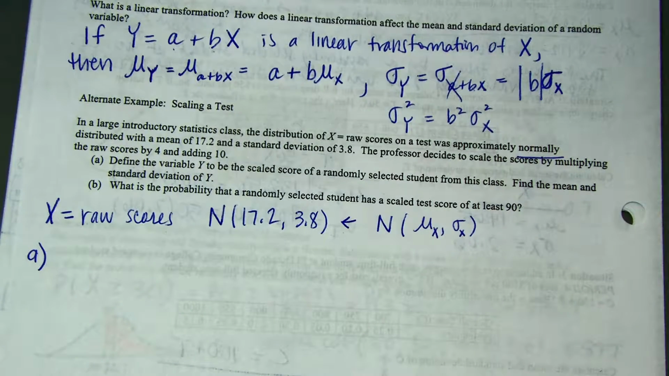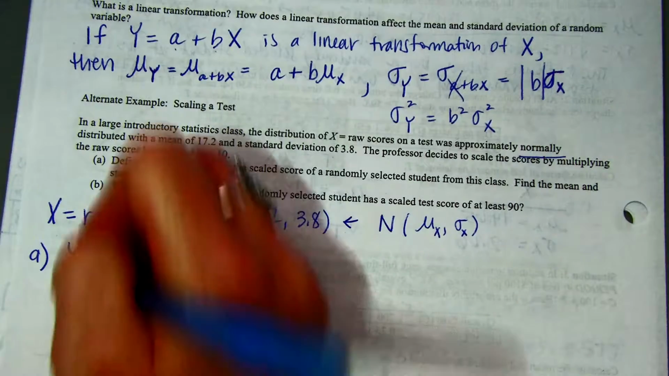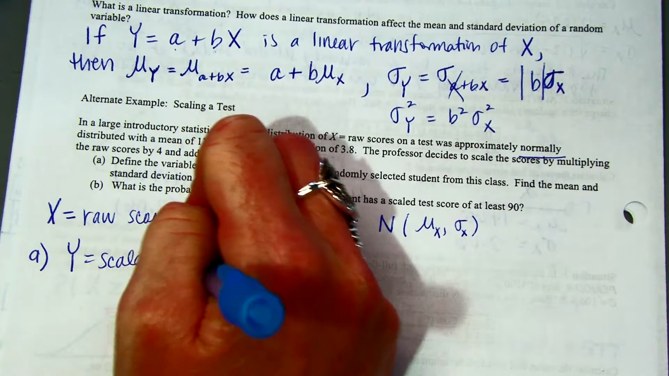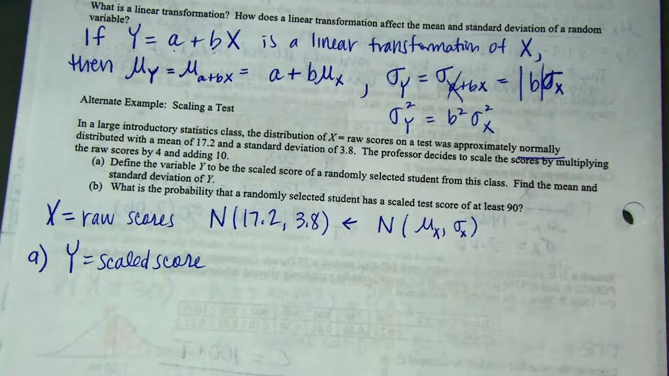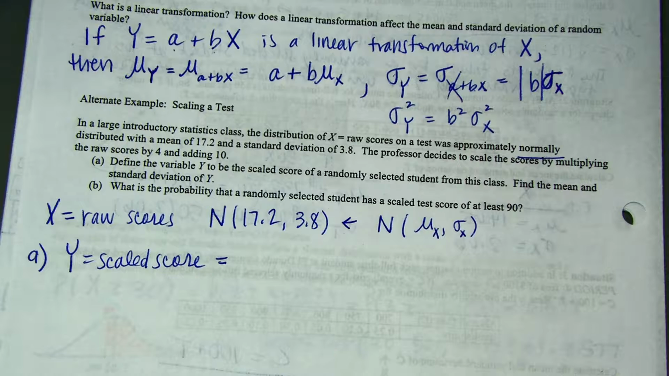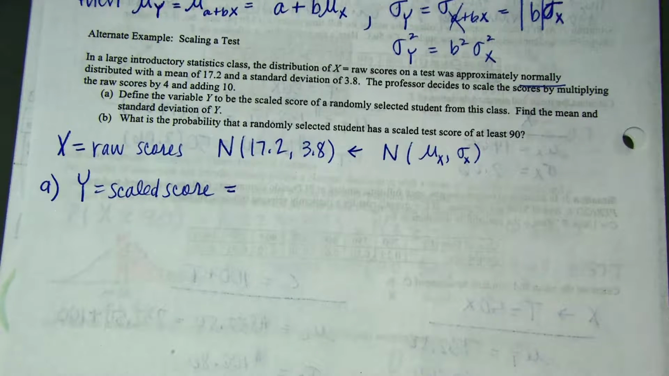So in part A it says define the random variable y to be the scaled score, and then do some stuff. So can you write y as a function of x? Can you write a linear expression that will represent y in terms of x?